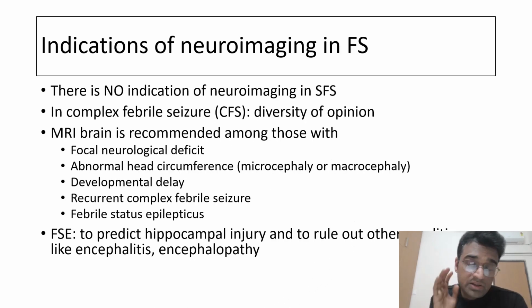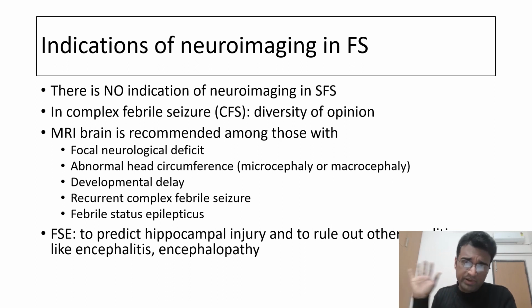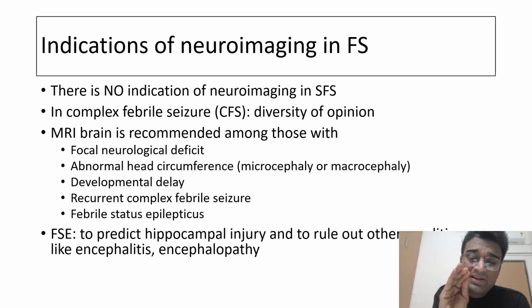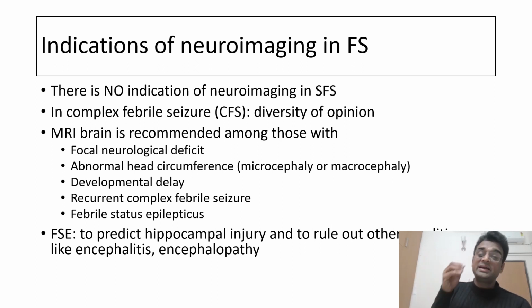Now, what are the indications? When will I do neuroimaging? When will I get an MRI? Simple thing that you need to remember very clearly, there is no indication of neuroimaging in simple febrile seizure. In complex febrile seizure, there is a lot of diversity of opinion. Somebody will say that you should get it done. But in general practice, what we tend to do is that MRI is recommended among those with focal neurological deficit. That means the child had a febrile seizure, but there is a hemiparesis. I will never ignore it.